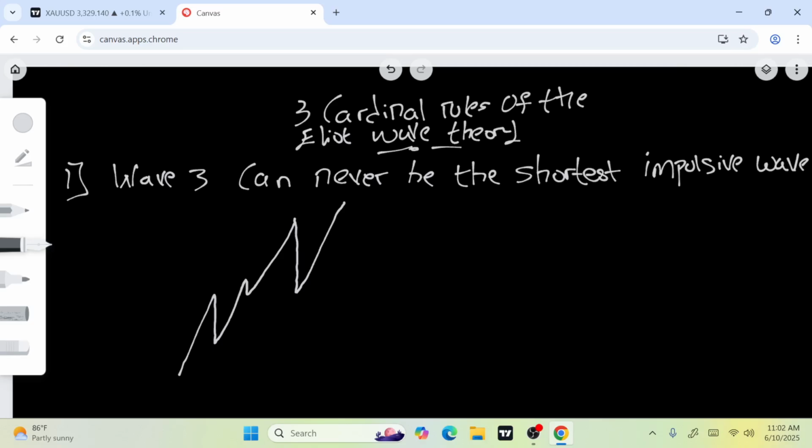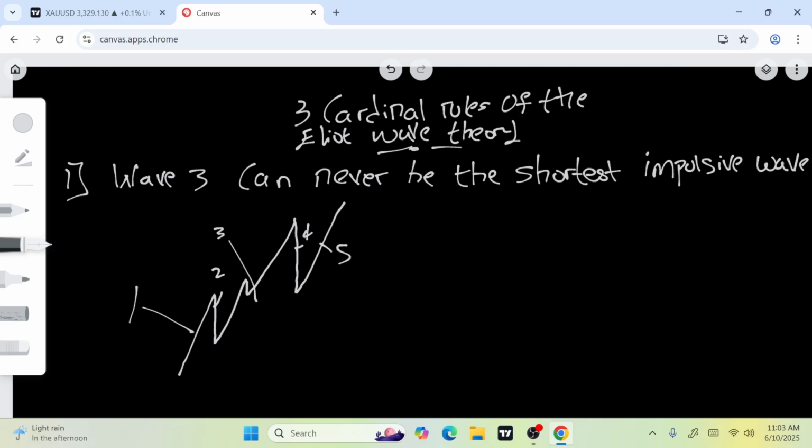This is your impulse. That is 1, 2. From here to here is what? 3. This one is what? 4. This one is what? 5. I call 2. No, 2 is correction. Yes. So wave 1 is what? Impulse, wave 2 correction, wave 3 impulse, wave 4 correction, wave 5 impulse. So your impulse is also seen as your motive, the motive of the structure. What is the motive of this structure? Up.